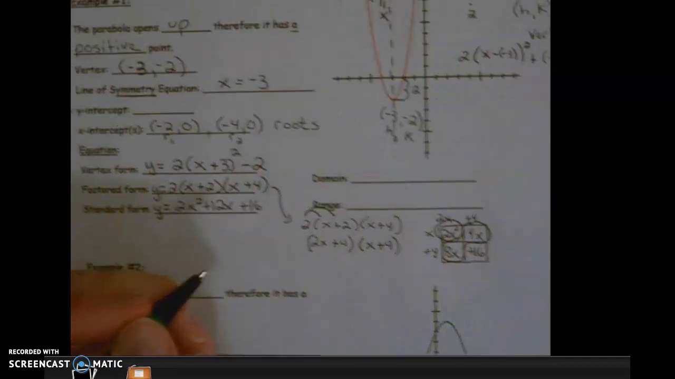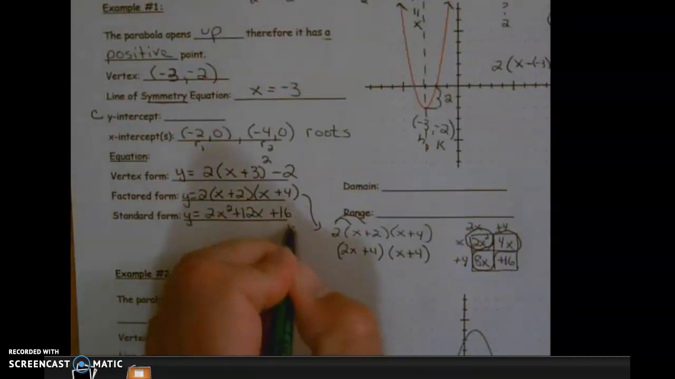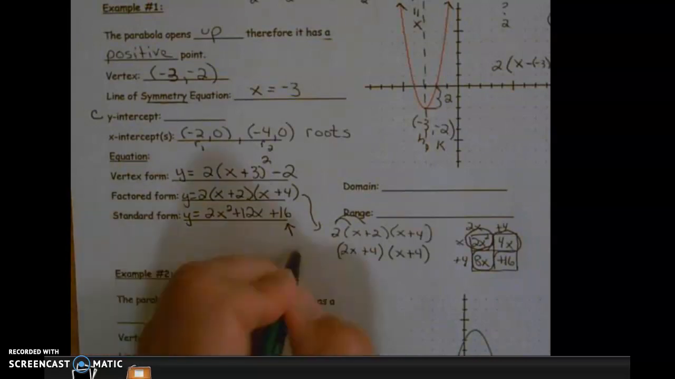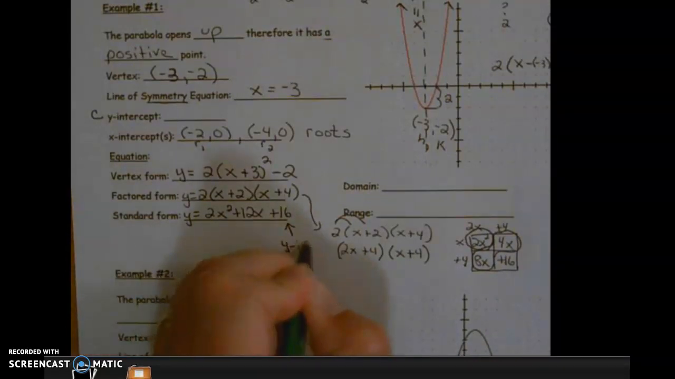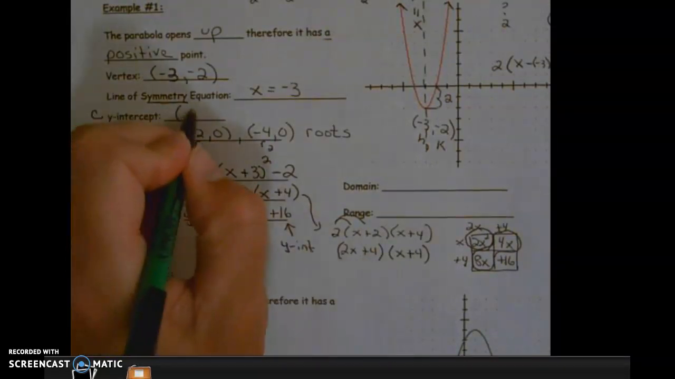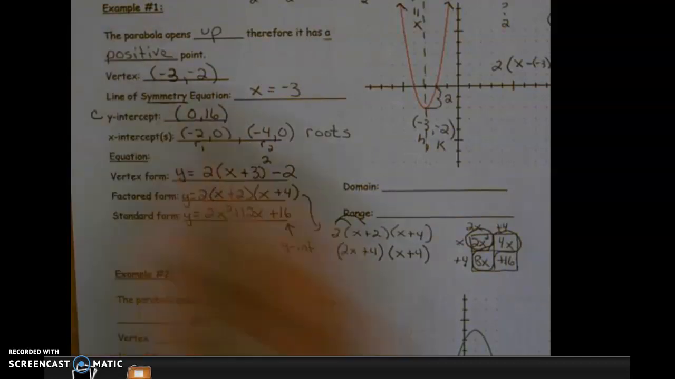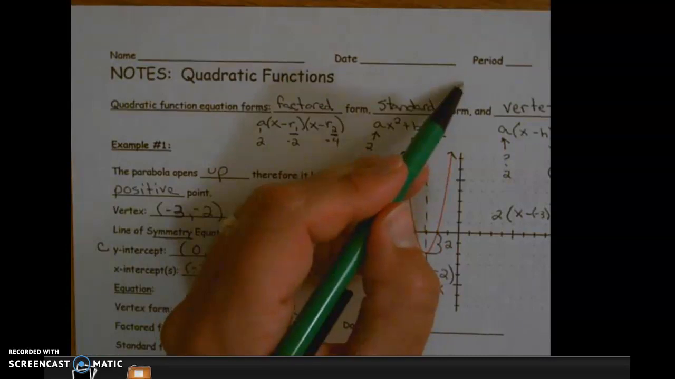Guess what we know now? We know the y-intercept. And we write this as a point because the y-intercept is a point. And (0, 16) would be way up here somewhere.